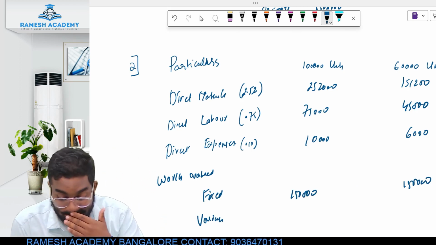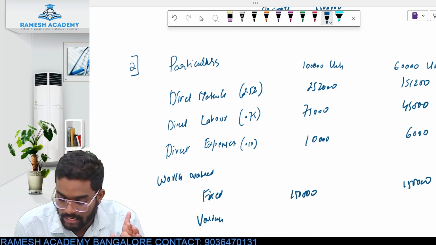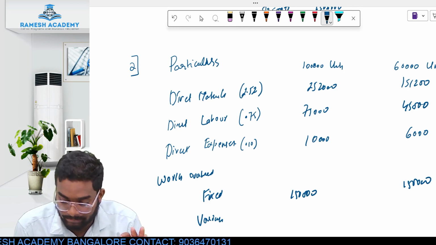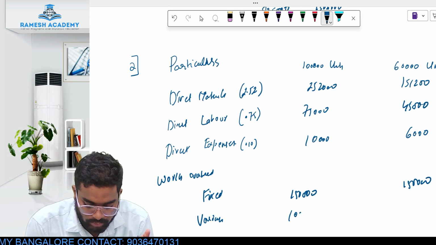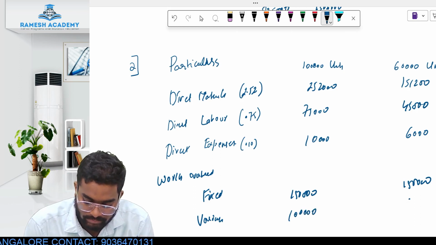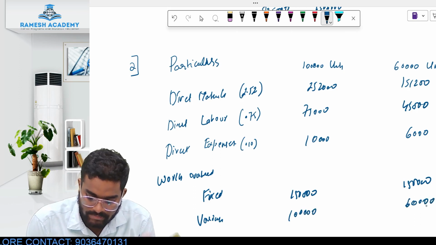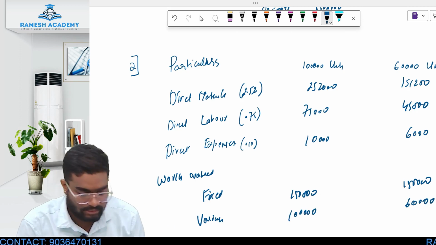It is 2.5 into 1 lakh units. In that 60% is fixed, so 1,50,000 is gone. Remaining is 1 lakh, which means 1 rupee per unit. So it will be 60,000 here. Simple calculation. If you want, you can give a working note here.